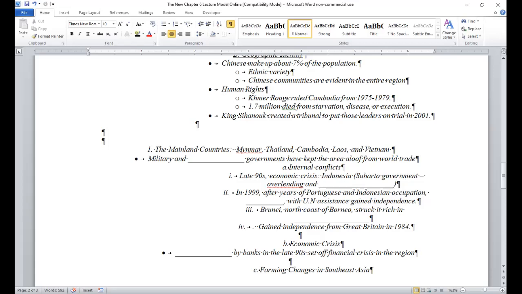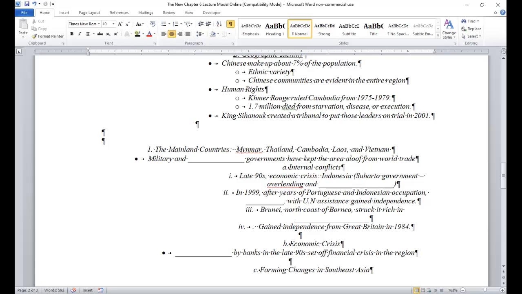Lastly, take a look at the mainland countries here. Turn to page 264 and a more concentrated map of these countries. The mainland countries of Myanmar, Thailand, Cambodia, Laos, and Vietnam. Military and communist governments have kept the area aloof from world trade, and then the internal conflicts.